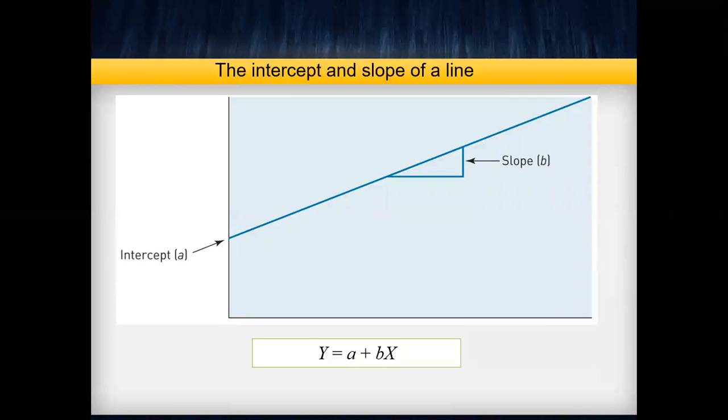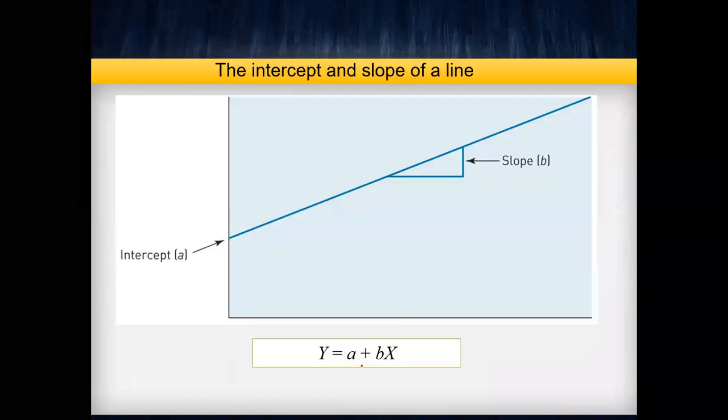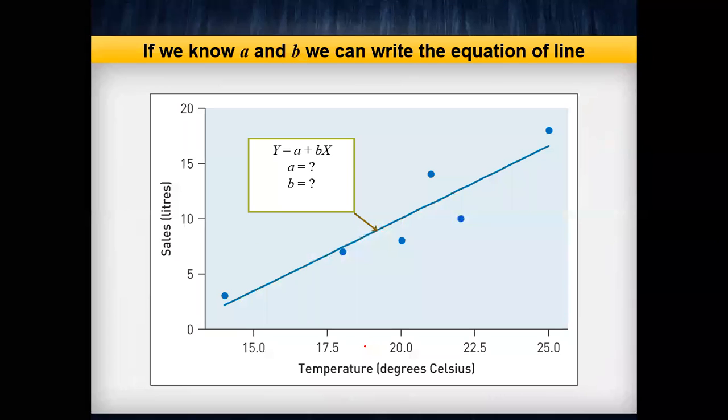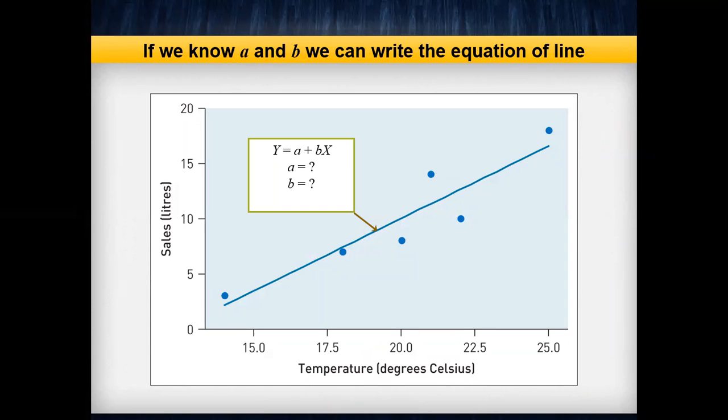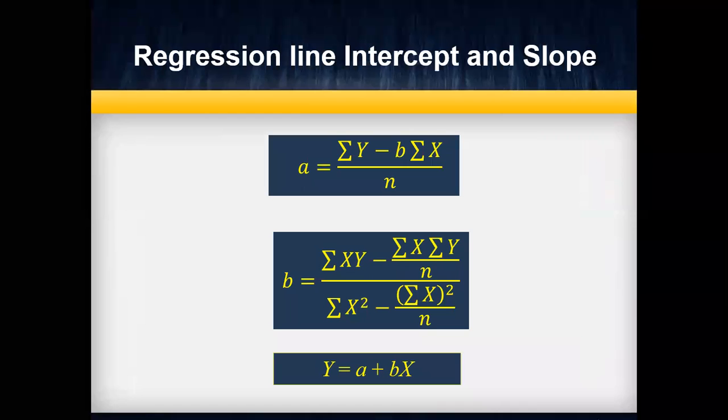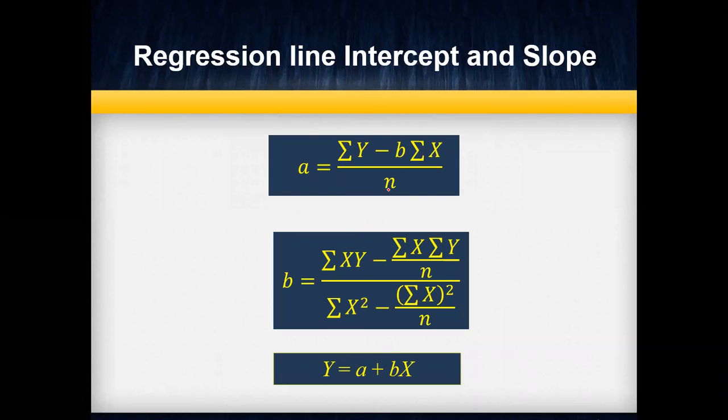Now the equation of the line of best fit is y equals a plus bx. So a here represents the intercept, and b here represents the slope. Now what are the formulas? How to calculate the line of best fit? How to calculate a and b? The formulas for a and b are a bit complicated, so they will be provided to you in the exam, but you must know how to implement these formulas.